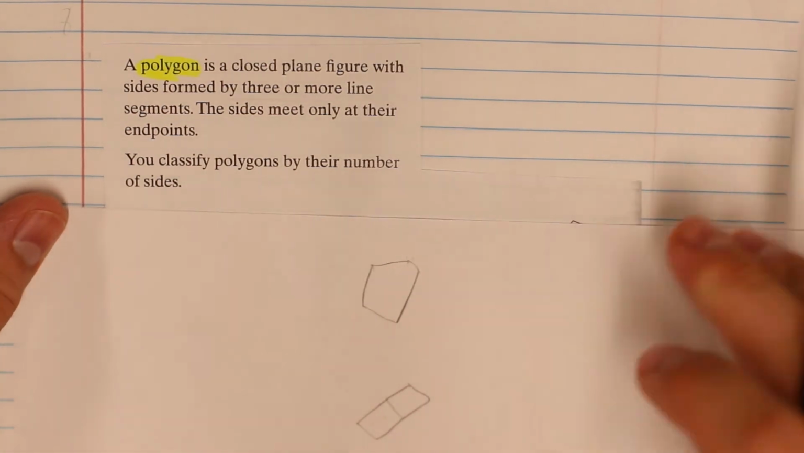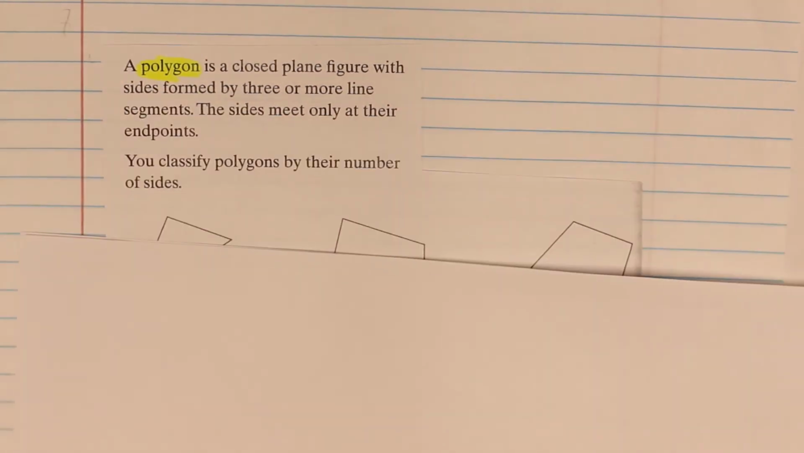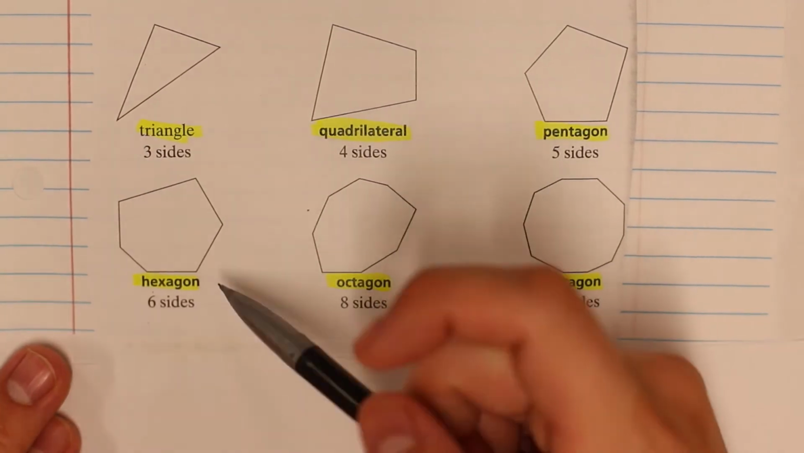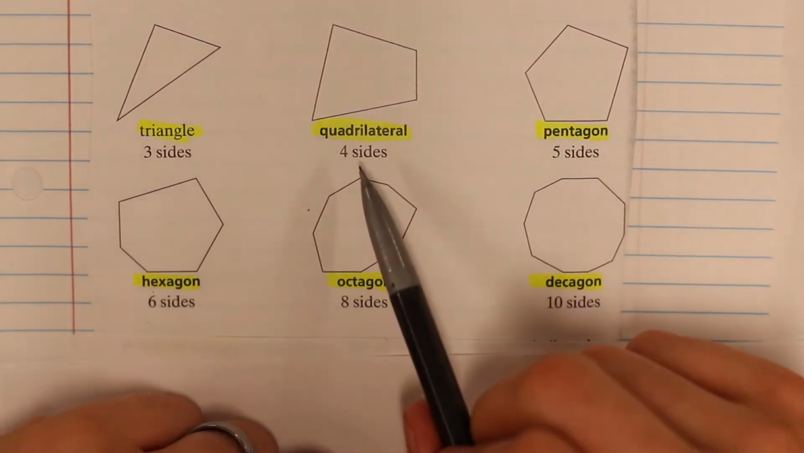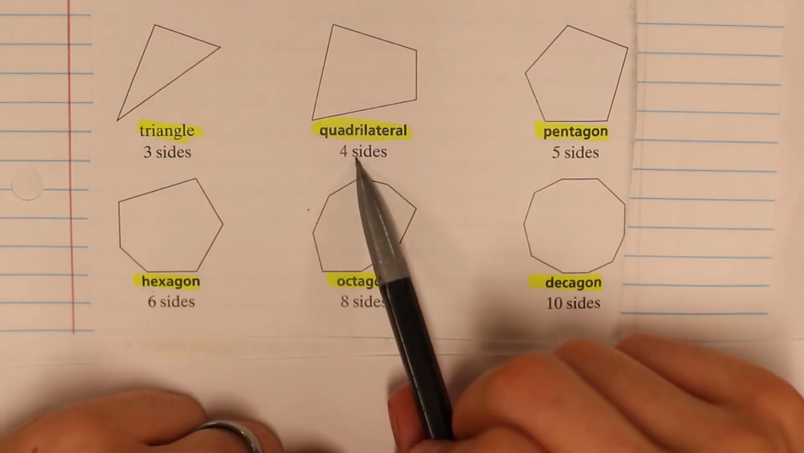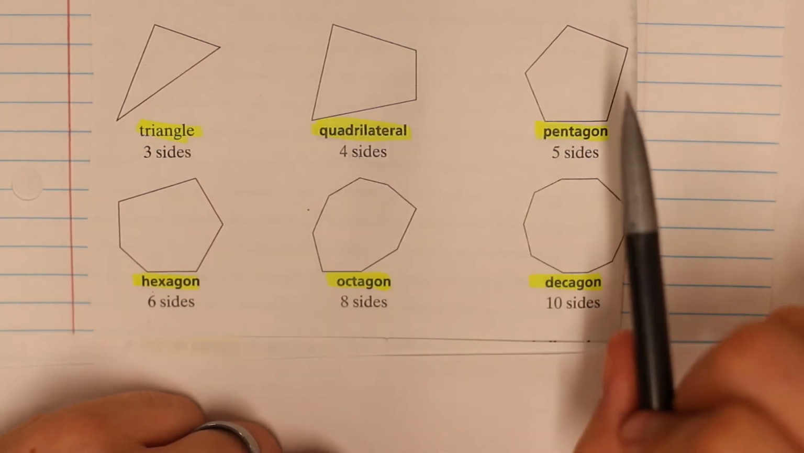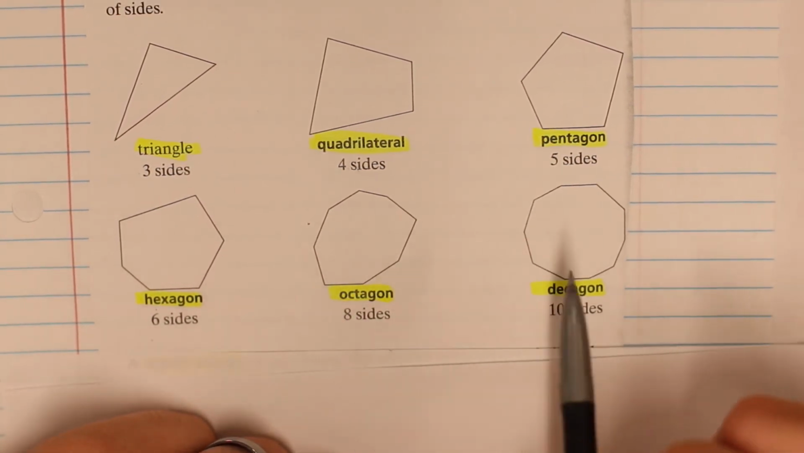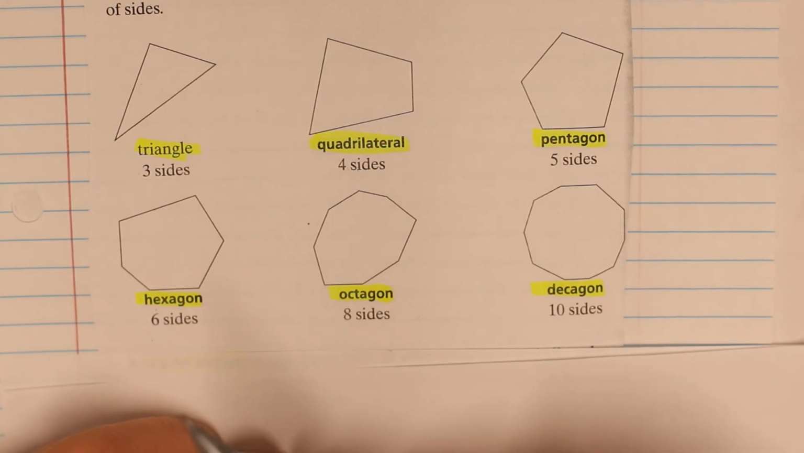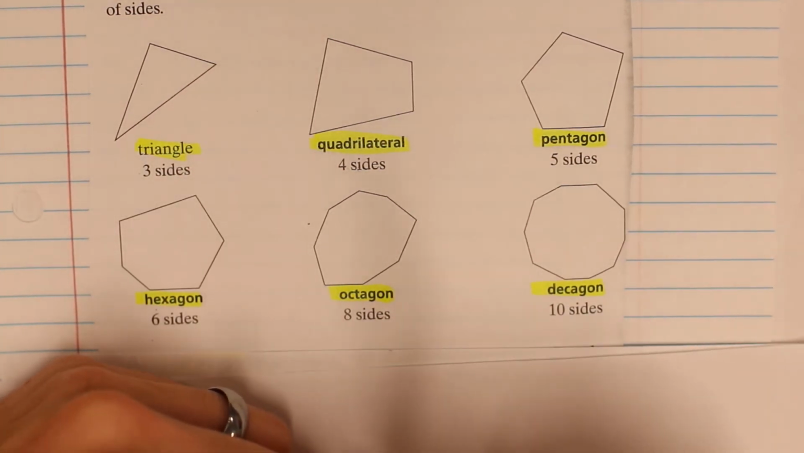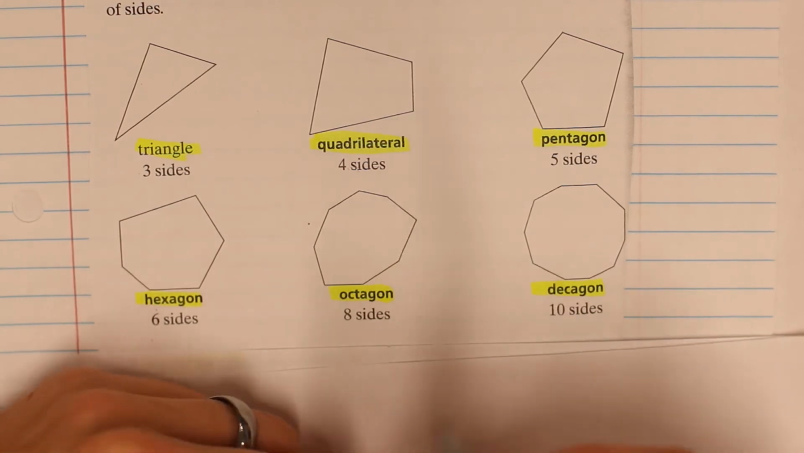you classify polygons by the number of sides they have. So here we go. Here are the basic ones we're going to deal with right now. You have 3-sided, which is a triangle. 4-sided is known as a quadrilateral. And we're going to look at special types of quadrilaterals in just a minute. 5-sided is known as a pentagon, 6, hexagon, 8, octagon, 10 is a decagon. You also have 7 and 9. We're not going to go over those ones, but if you want to look them up, you can. Okay.